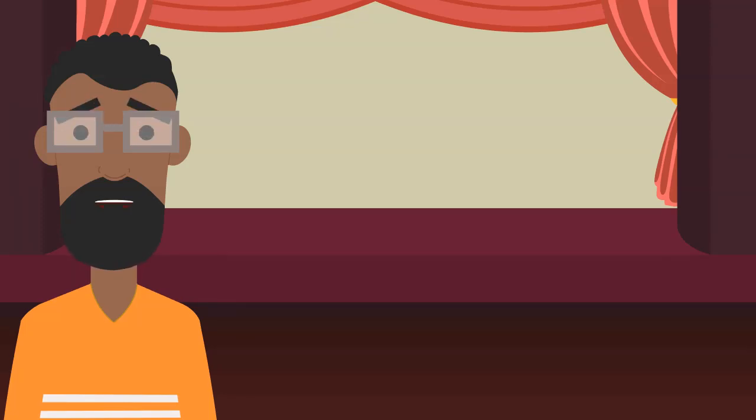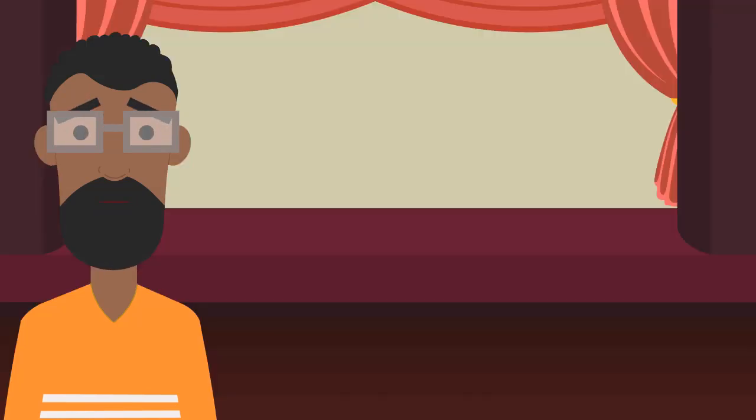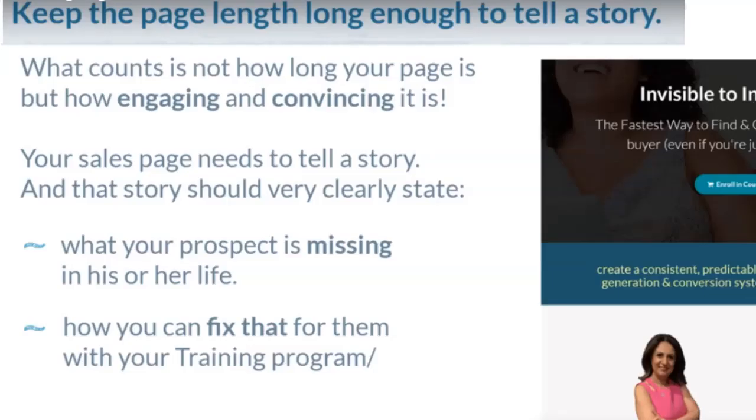Number 1 revolves around your page length. There's a lot of debate or confusion about the length of your sales page, and some feel that if you keep the sales page dragging on forever, it'll increase your chances of getting them to say yes. On the other hand, some believe you should make it as short as possible to get to the point, making it easier for them to see what's in it for them, what you're offering, and then click that buy button quicker. My personal philosophy: it's really not about how long your page is, but how engaging and convincing it is.